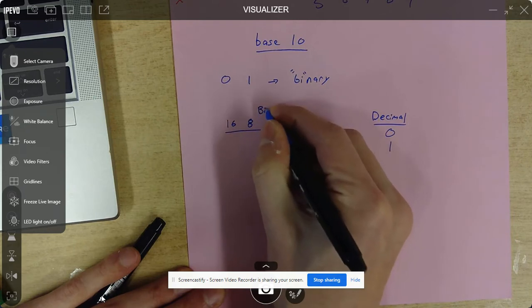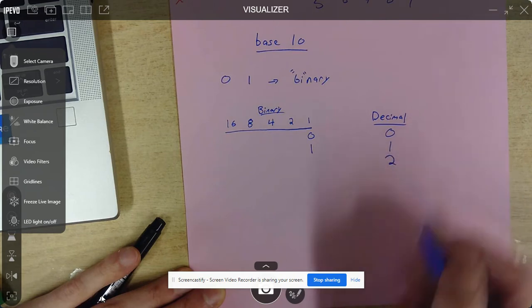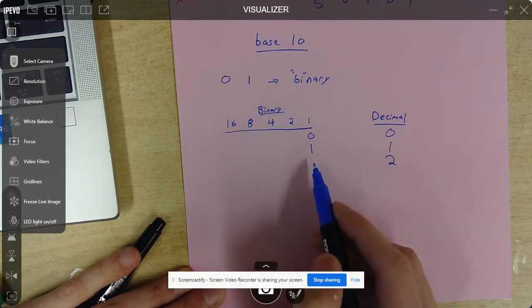So over on the left here, I've got my binary numbers. On the right, I have my decimal numbers. Now, I get to a problem. How do I write 2 in binary? I can't use a third symbol. A computer can't take a third input.